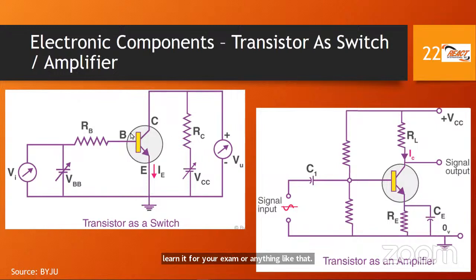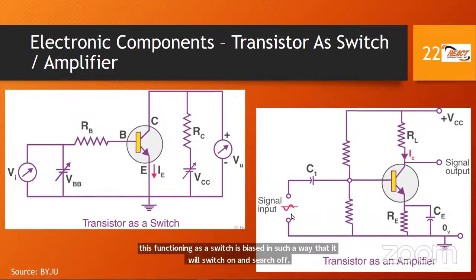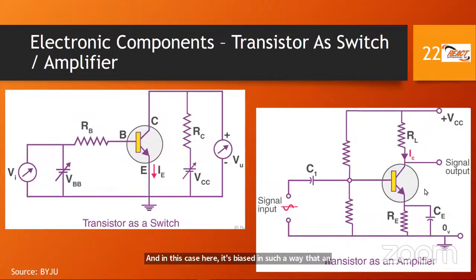You have this transistor here, functioning as a switch. It's biased in such a way that it will switch on and switch off. And in this case here, it's biased in such a way that an input signal will be amplified or increased, and you have gain. So this is a transistor in a circuit functioning as a switch, and this is a transistor in a circuit functioning as an amplifier. Again, don't need to learn it, but just to give you an idea so you can compare and contrast and recognize that what we're saying has practical applications in circuitry.